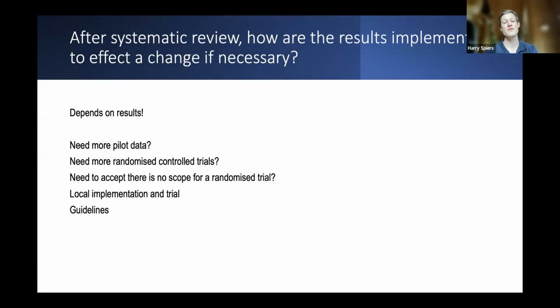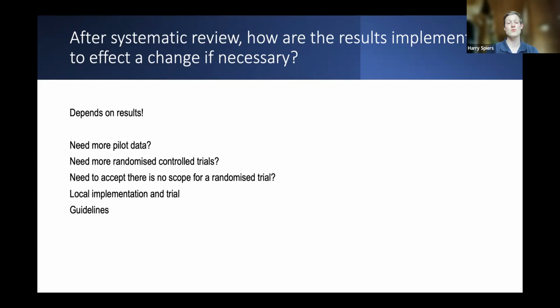So if you find at the end of your systematic review that there are lots of randomized controlled trials on a particular subject, and you've done a systematic review comparing technique A and technique B, and you find that the overwhelming evidence is that technique A is much better, then your systematic review has done its job. It's shown you which one is better. And then what you need to work out is how you're going to implement that.